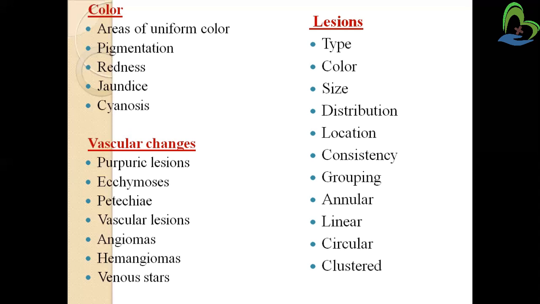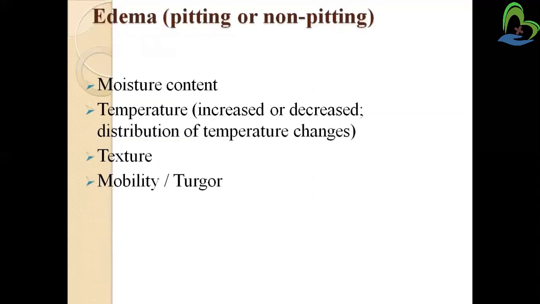The next one is lesions. So what will you note in lesions? The type, color, size, distribution, location of the lesion, consistency of the lesion, and how the lesion is grouping, whether it is linear or in clustered form, then annular, linear, circular, and clustered. So these are the most important things you will note when you are going to observe the lesion. You will study it in detail in your MSc. Then the next one we will note is edema, pitting or non-pitting.